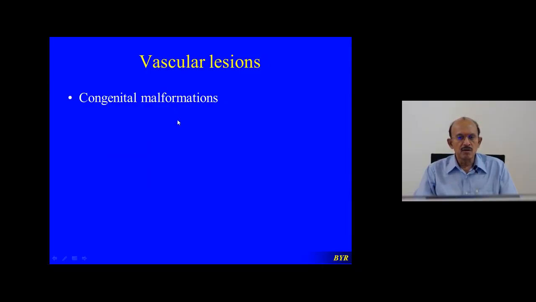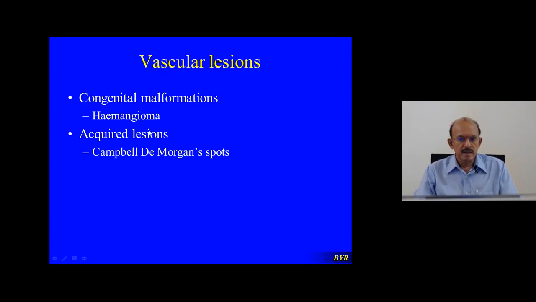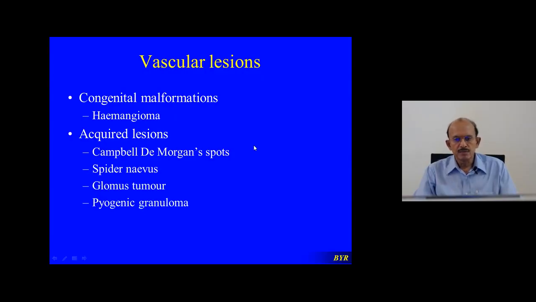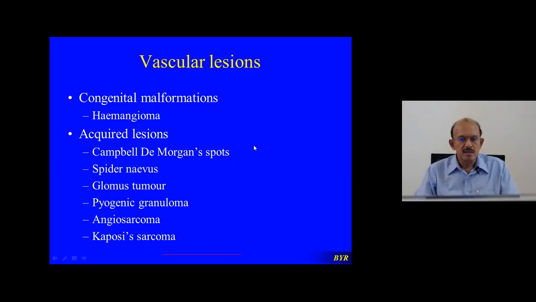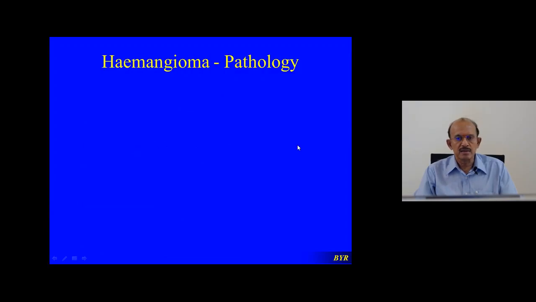So to just list them out, vascular lesions, congenital malformations, they are called hemangioma. Acquired lesions, there are various acquired lesions. They resemble hemangiomas, but they are not hemangiomas. They are Campbell de Morgan spots, spider nevus, glomus tumor, pyogenic granuloma, angiosarcoma, Kaposi's sarcoma. So these are all the acquired vascular lesions. First of all, let's study about the hemangioma. Later, we will touch upon these acquired lesions.